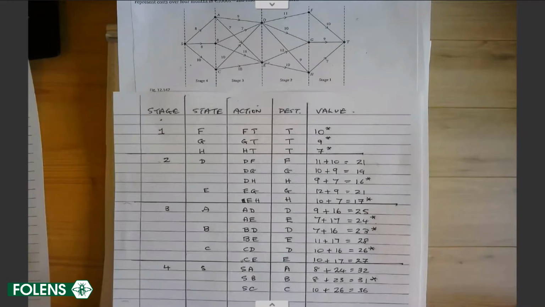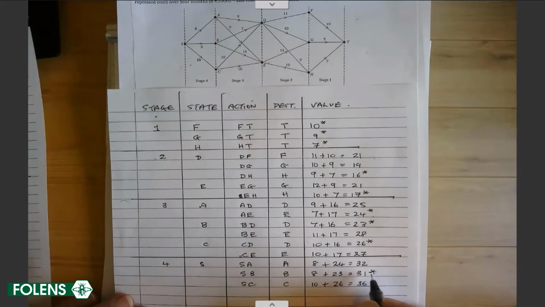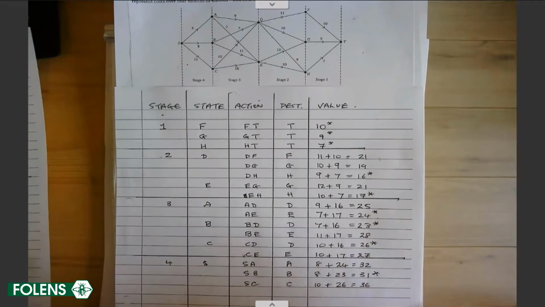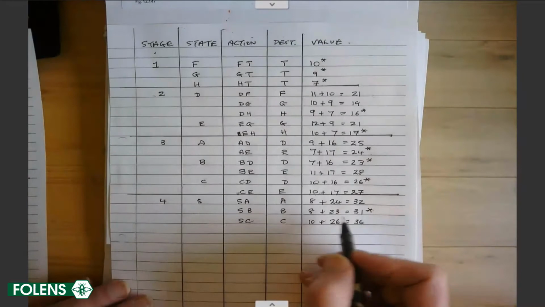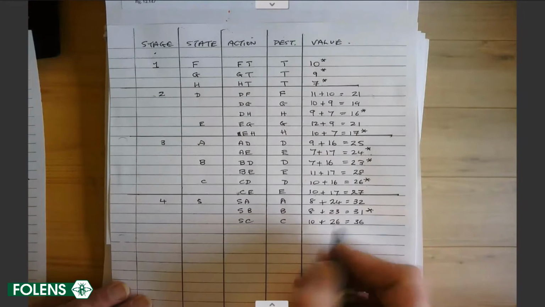So that's the end of our work, really. We just have to answer the questions we were asked. What is the optimal path? Well, we follow the stars. We're like the three wise men. We follow the stars here. The best way is to go from S to B, right?